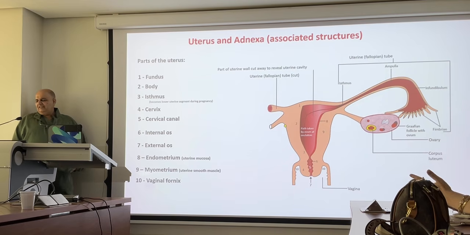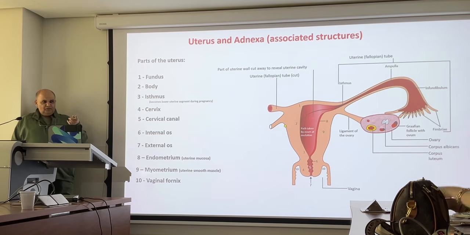Corpus luteum. These are the different phases. I think Jabbar must have talked about these things. Corpus albicans, when it collapses after releasing the ovum, these are the changes which occur with the follicle. Are we fine? Yes. Ligament of ovary, you are asking about it. It's there for you.